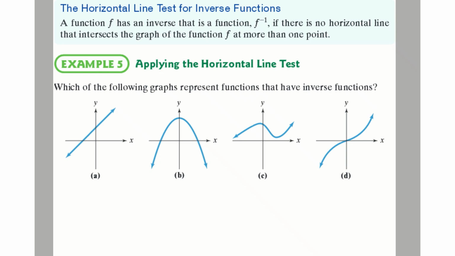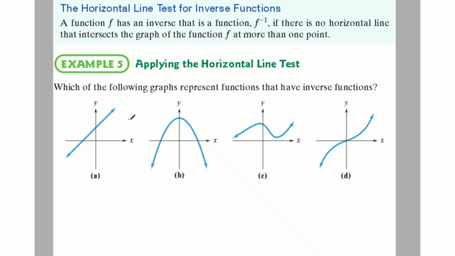Next thing that I would like to cover is the horizontal line test for inverse functions. All right, so I'm going to read to you what it says in blue there. It says a function f has an inverse function if there is no horizontal line that intersects the graph of the function at more than 1 point. In other words, that function will have an inverse function if the horizontal line doesn't intersect it at more than 1 point.